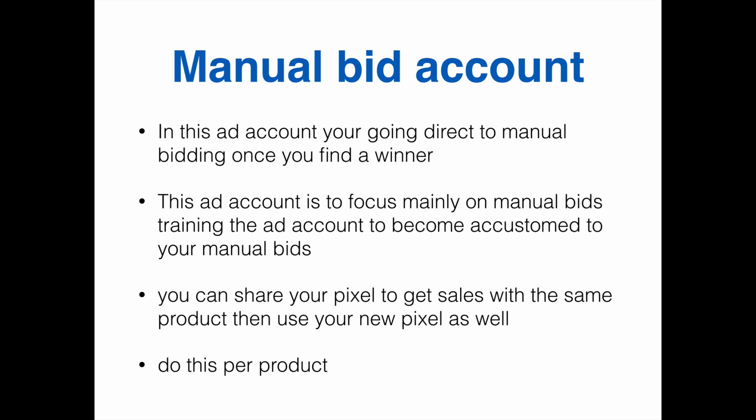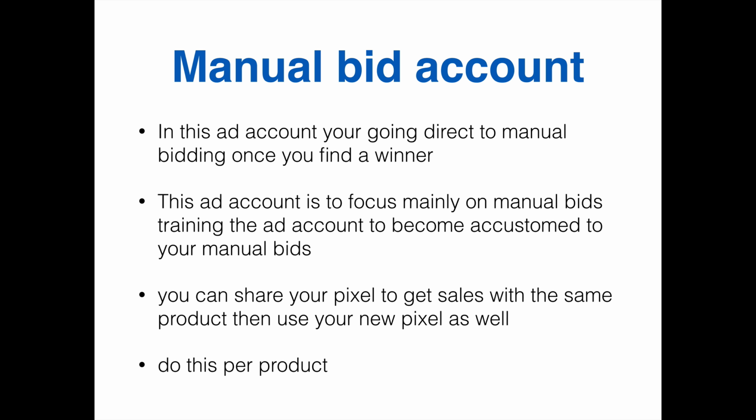All right, so now the manual bid account. In this ad account, you're going to direct to manual bidding once you find a winner. It's kind of like the regular scaling one, except as soon as you find a winner, you're only doing manual bids. So you're going to go directly to a manual bid, run that item again with the same type of targeting that you had before, and try to outbid all of your different competition and gain even more sales through the manual bid.